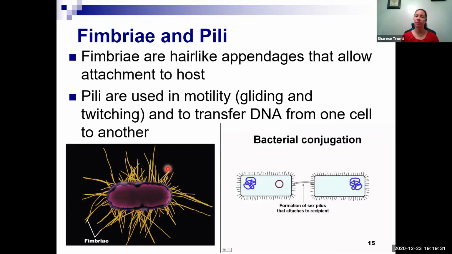Lastly, we have fimbriae and pili. These are both kind of hair-like looking. Fimbriae are hair-like appendages that allow attachment. So fimbriae are for attachment. Pili are used mostly for motility. They're not as effective as a flagella, but they can help the cell to glide in one direction or twitch and move a little bit. And there's a specialized pilus called the sex pilus, which can transfer DNA from one cell to another.